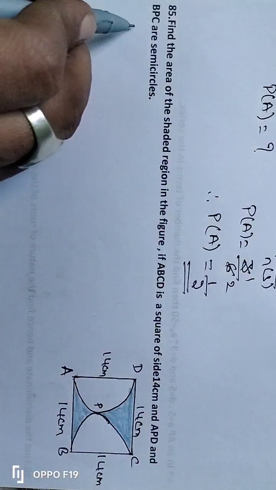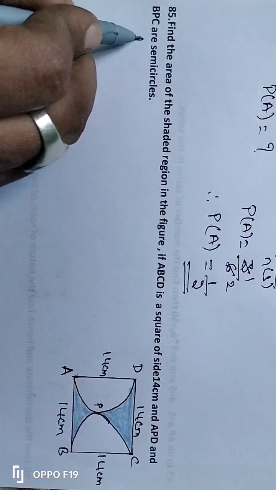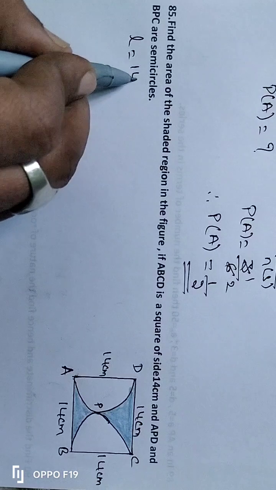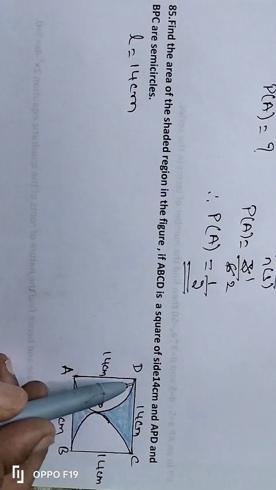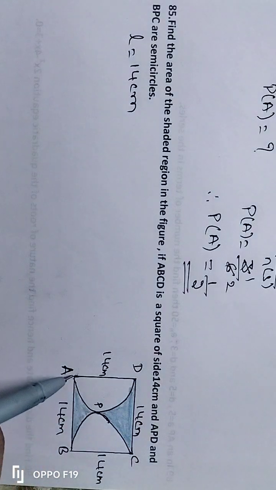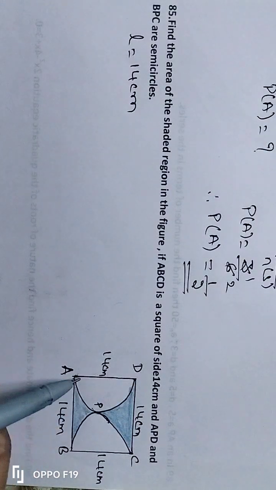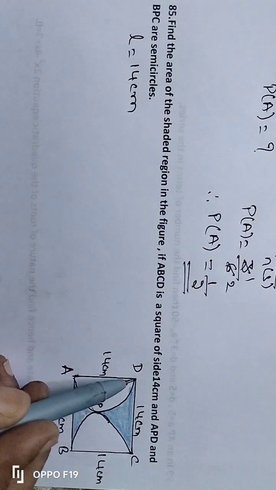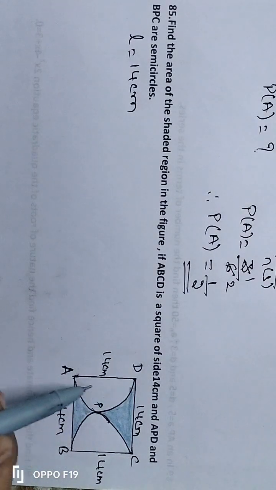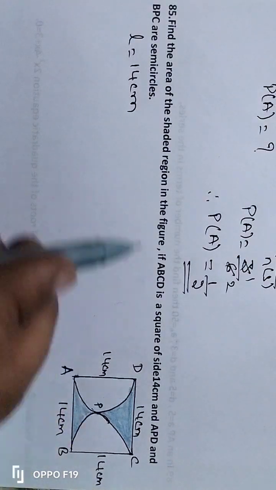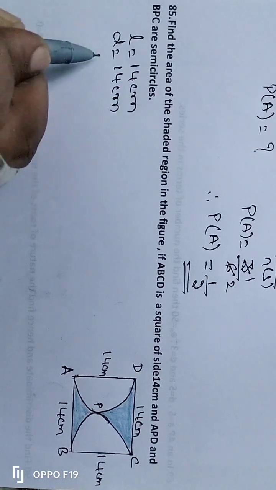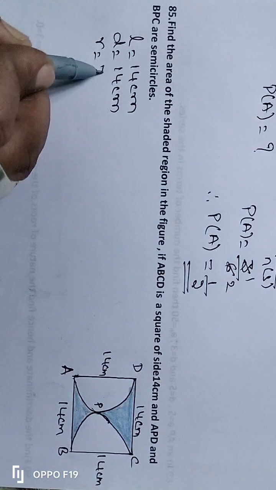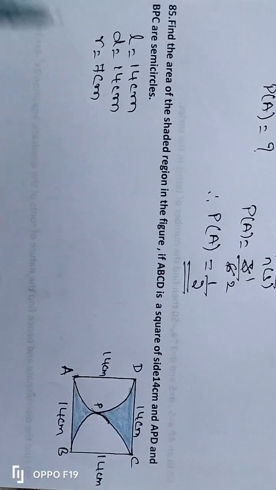So now what have they given? They have given the length of each side of the square, which is equal to 14 centimeter. Now, if this is a semicircle, if APD is a semicircle, then AD will become the diameter. If the diameter of the semicircle is 14 centimeter, then what will be the radius? Radius is half of the diameter, which is equal to 7 centimeter.